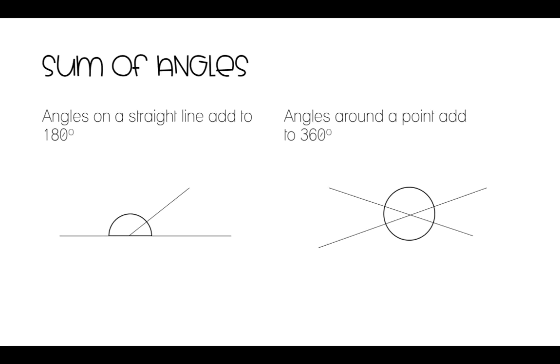So let's begin by looking at two different types of angle totals that we can use to help us find out the other angles, so the sum of the angles. When we have multiple angles on a straight line, they all add up to 180, because we know a straight line adds up to 180. And when we have multiple angles that go around the whole of a point, they add up to 360.